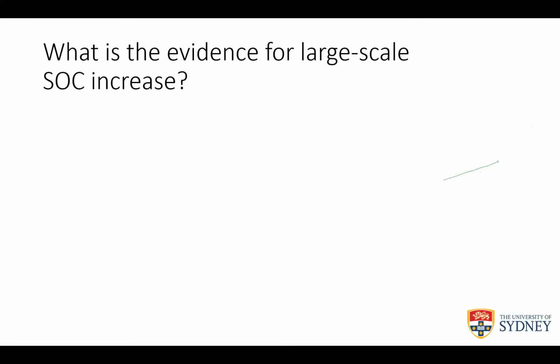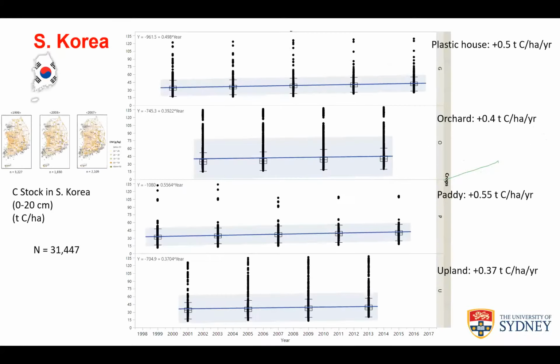So can it be done at a large scale? What is the evidence? People say that maybe that's theoretical, that it's not possible. But at least in some areas, we can show that it is. For example, this is the data from South Korea, the topsoil. They have a monitoring program starting from 1998, covering plastic house, orchard, paddy, and upland. For all of them, there's an indication of a positive budget over time, a positive carbon increase that can be achieved.